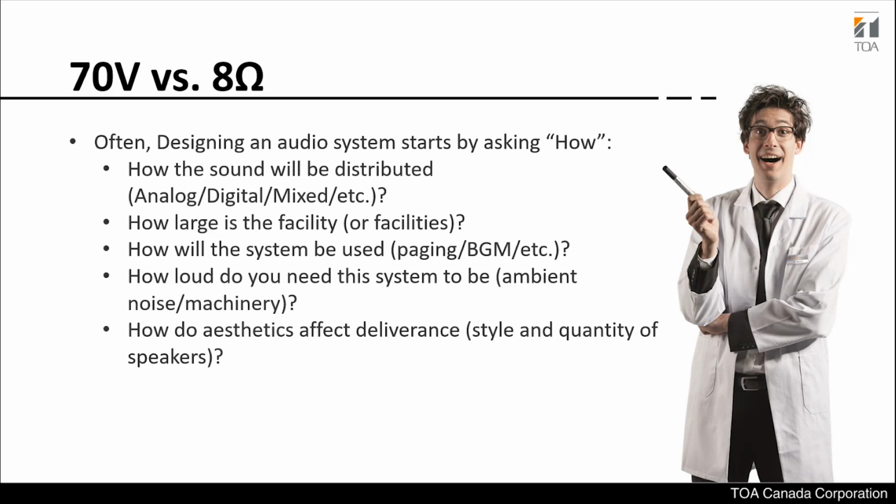Often, designing the audio system starts by asking how the sound will be distributed: analog, digital, mixed, etc. How large is the facility or facilities? How will the system be used: paging, background music, etc.? How loud does the system need to be? Depending on ambient noise, such as machinery, you need to design the system around the noise level. And how do aesthetics affect deliveries, like style and quantity of speakers?